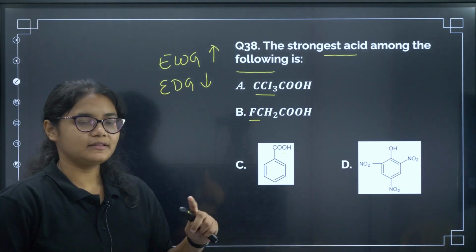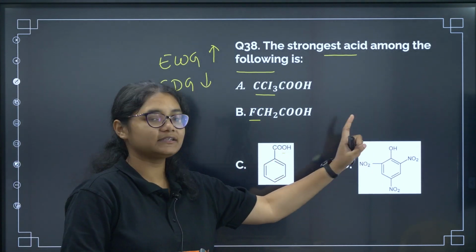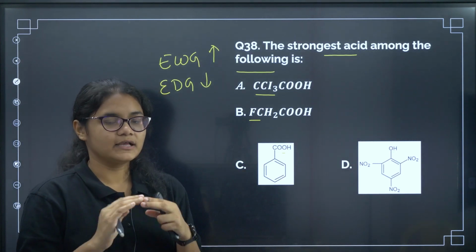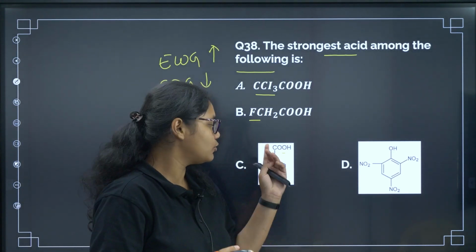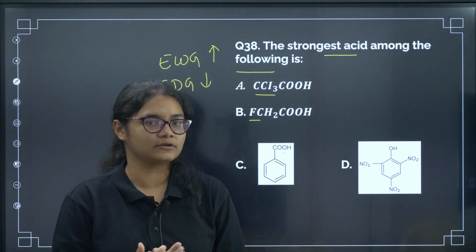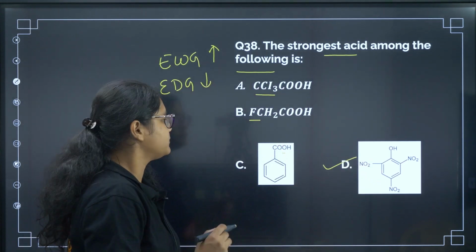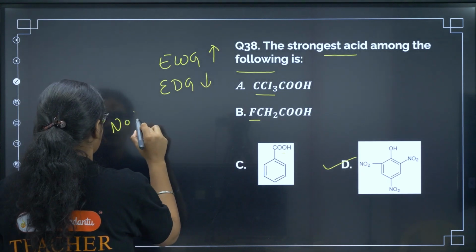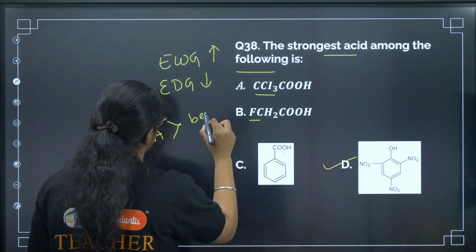So confusion may be there with option C and D, because C is a carboxylic acid group, whereas D is an alcohol group with 3 nitro groups. So you have to remember this picric acid is a very, very strong acid, more than carboxylic acid also. So the correct answer for this question will be option number D. Okay, so please again a note here, picric acid is more acidic than benzoic acid.